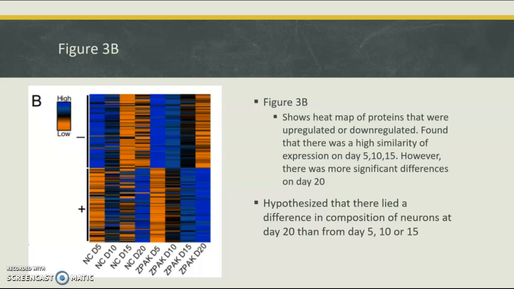In this, scientists found that there was a high similarity of expression on day 5, 10, and 15. However, there were more significant differences on day 20. So scientists believed and hypothesized that a difference in composition of neurons at day 20 differs from those at day 5, 10, or 15. Therefore, further experimentation needed to be explored and is exemplified in the following figures.